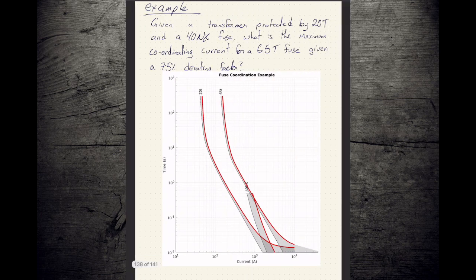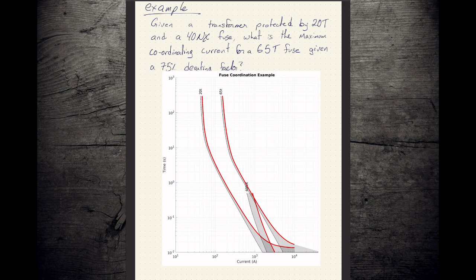Let's do another example. So if we're given a transformer and it's got a 20T and a 40NX fuse protecting the transformer, if you take a look at this curve, these pairings of fuses, they should look familiar from last week between the 20 and the 40. And upstream, right, so at the edge of the road on the cul-de-sac where it turns off the main road, they've got a 65T line fuse. So now the question is, what is the maximum coordinating current?